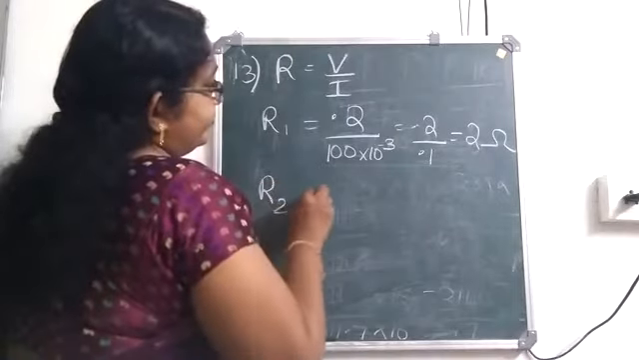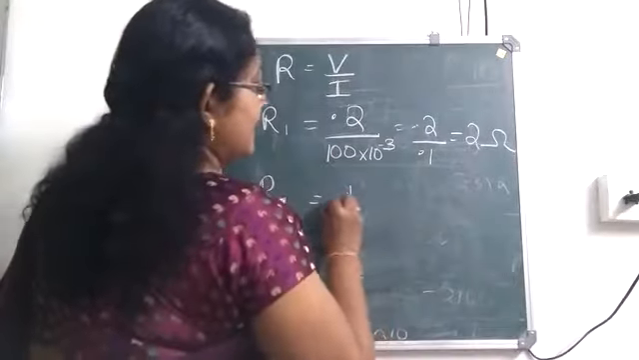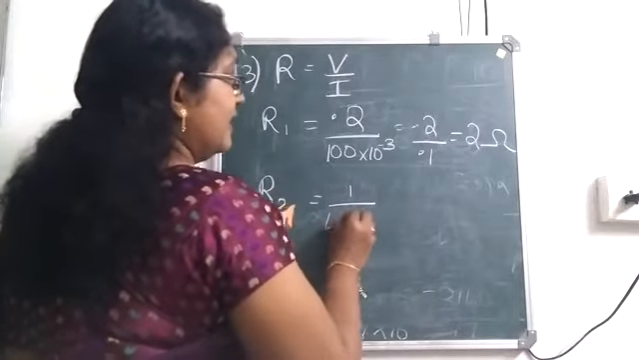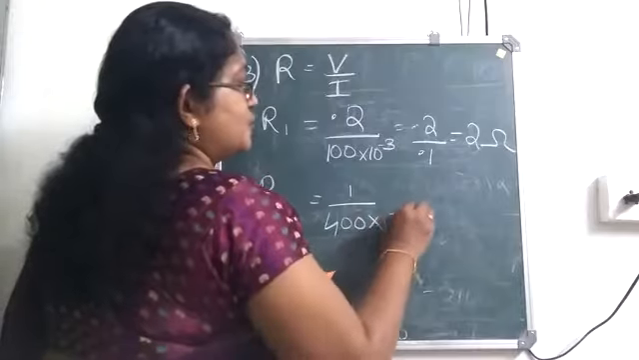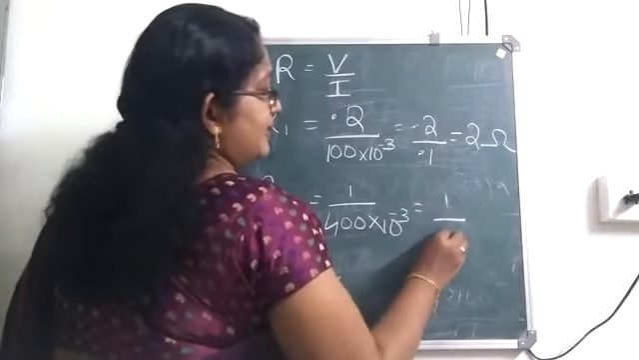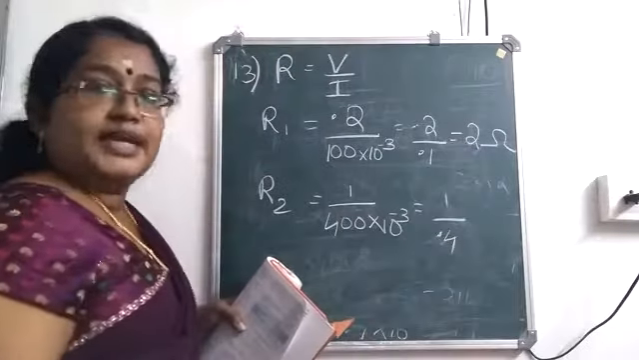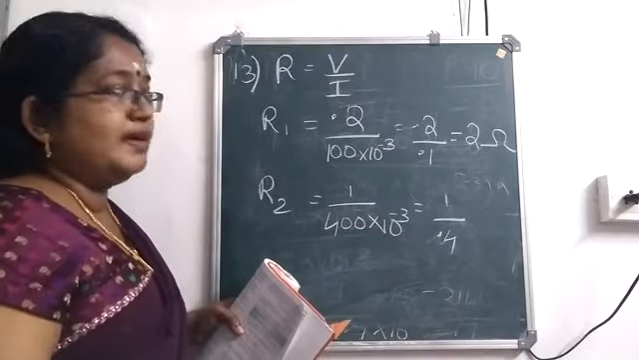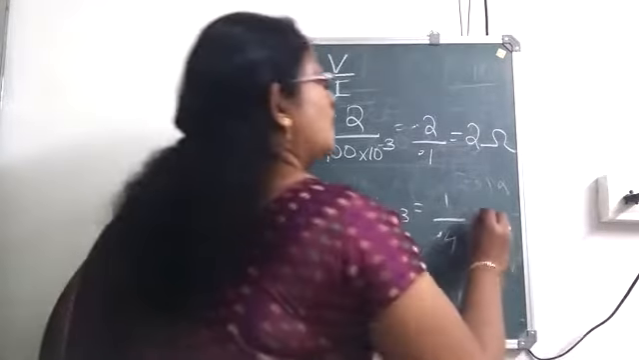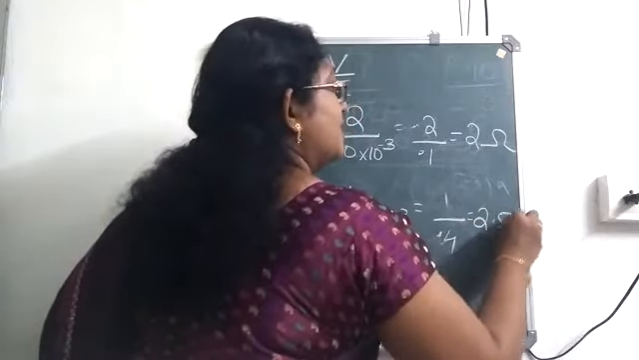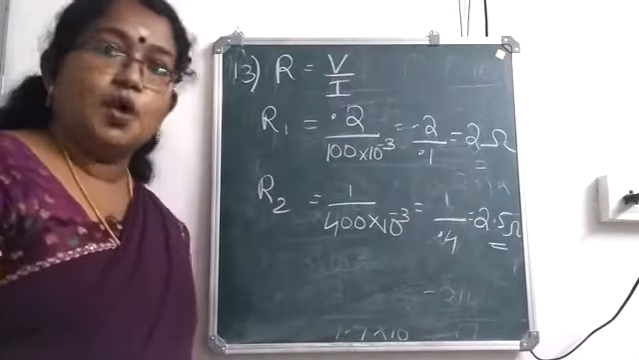Similarly, what is the potential in the second case? It is 1 divided by 400 into 10 raised to minus 3. So 1 by 0.4. Multiply numerator and denominator with 10. So it will be 10 by 4. That is 5 by 2 or 2.5 ohm. So we got the resistance in both cases.